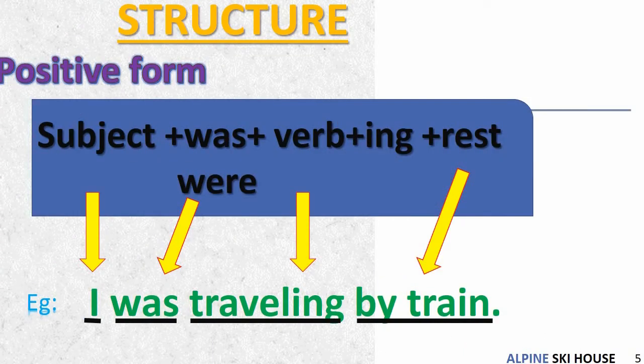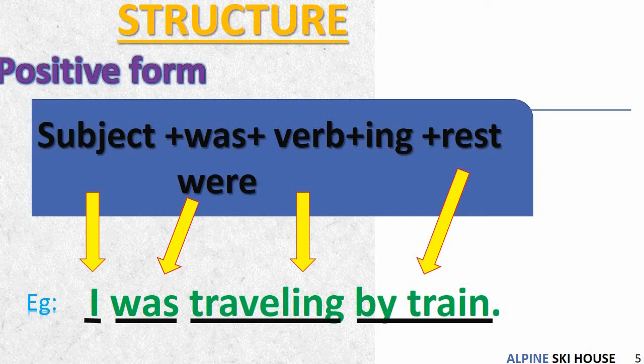There is a structure that we have to use when we write a sentence in past continuous tense, right? This is the positive form. There is a relevant structure. So when we write a sentence, we have to use this structure.